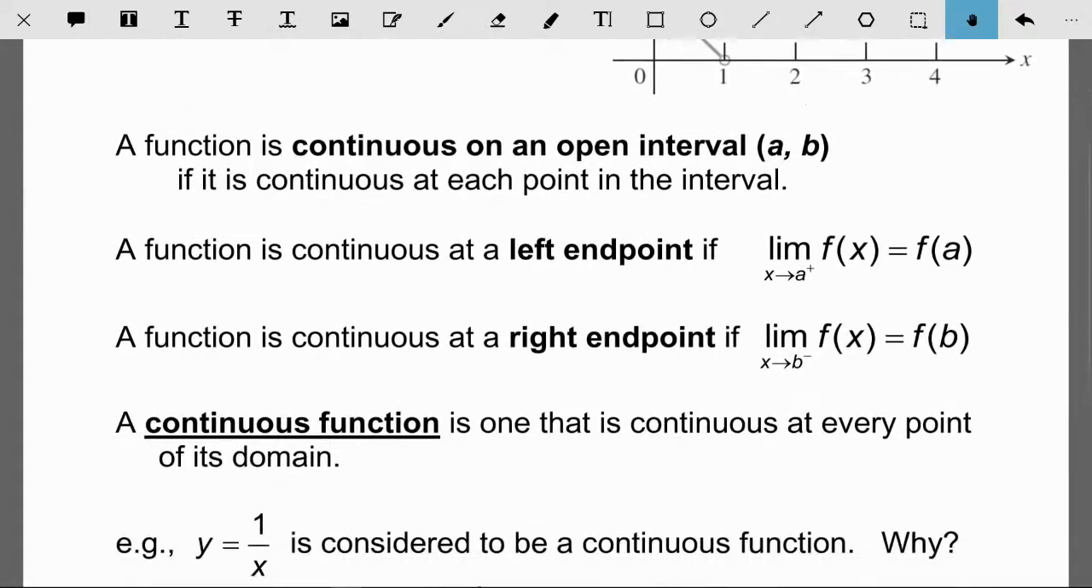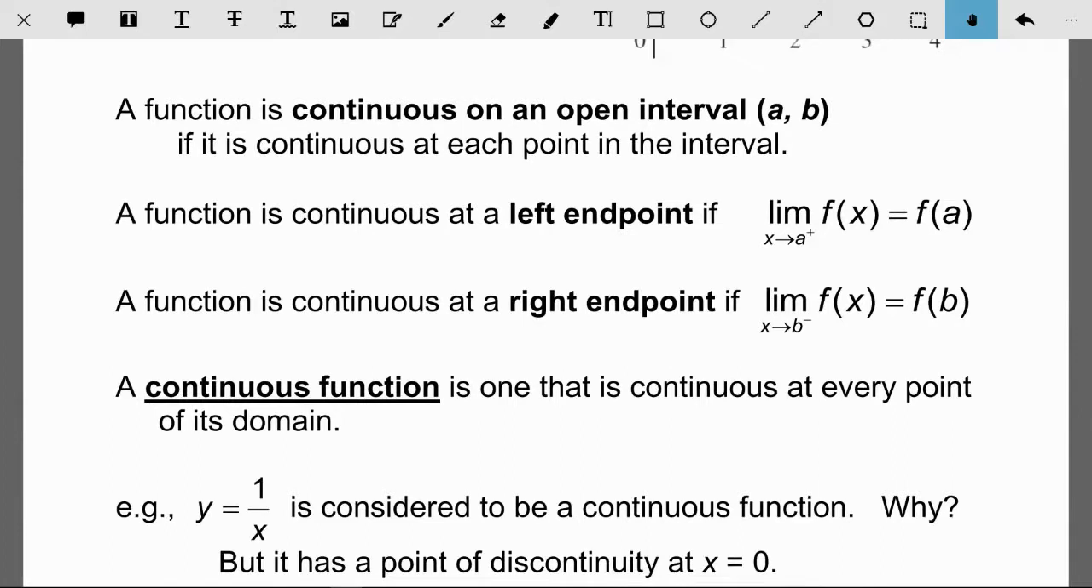Okay, so here's just some basic terminology that we're going to use. When we say a function is continuous on an open interval, that means that the function is continuous at every point within that interval. And we could also say continuous on a closed interval, and then it would still be continuous on every point within the interval and at the endpoints.